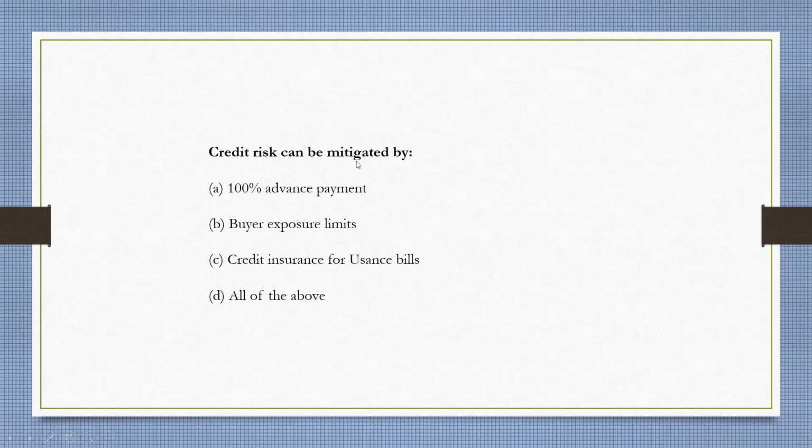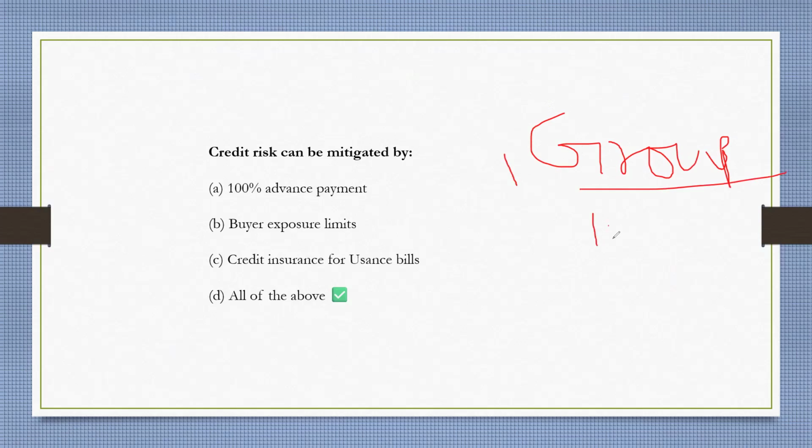So how can we mitigate the credit risk? 100% advance payment, buyer exposure limits, credit insurance for usance bill, all of the above. So let's see the correct answer. Correct answer is all of the above. So for the mitigation of credit risk, we should ask for 100% advance payment and we should have a buyer exposure limit. Suppose a single buyer is there, like in banks, we have an individual buyer limit, like group concerns, so bank cannot lend more than a particular amount. Suppose 100 crore is fixed, so more than that, bank will not lend.